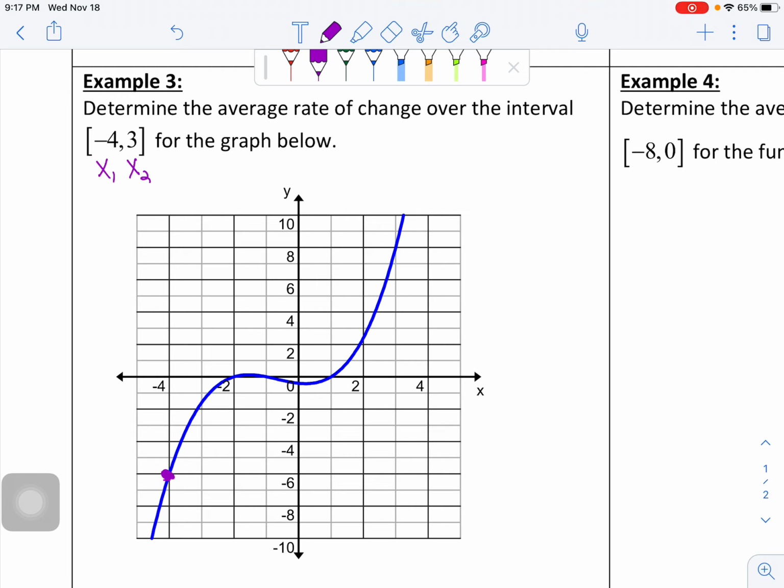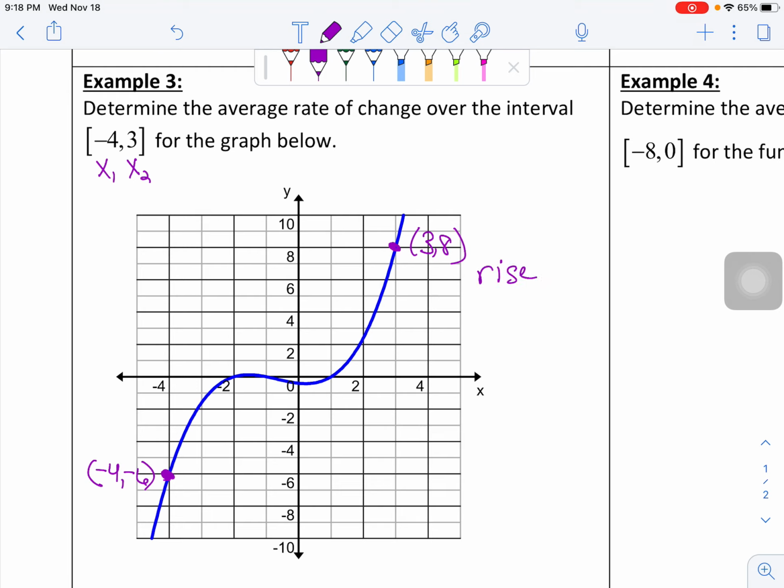Okay, now you absolutely could write this ordered pair. This would be -4, comma, and I want to double check my count, 2, 4, -6. Okay, and then I could go to my other point of 3. This is my second x value. So let's see, 1, 2, 3, and I'm going to go all the way up here. So I have the point 3, 8. Okay, now you 100% could do your slope formula, y2 minus y1 over x2 minus x1.